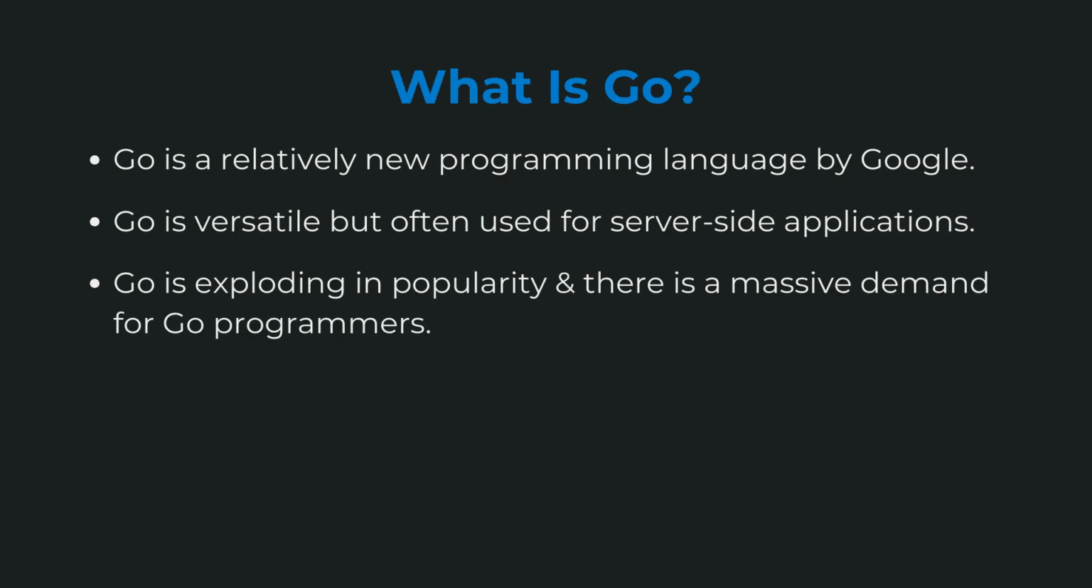So what even is Go? Go is a relatively new programming language created by Google. And Go can be used to create many types of software, but it's mainly used for server-side applications. It's been exploding in popularity and there's a massive demand for developers who can code using Go. So now I'm just going to quickly give you 3 reasons Go is an amazing programming language to learn.